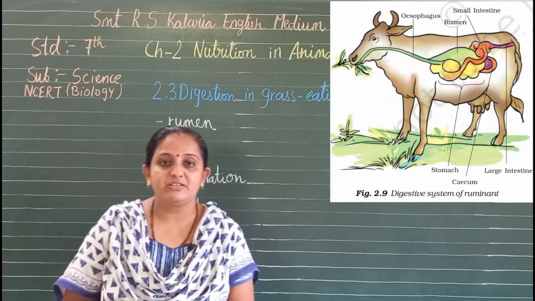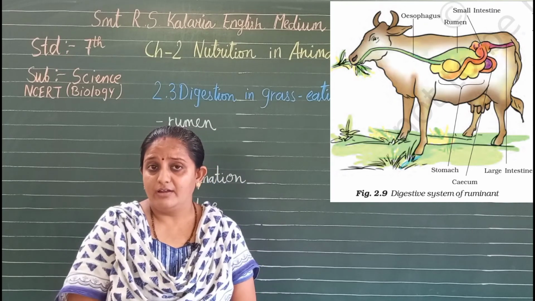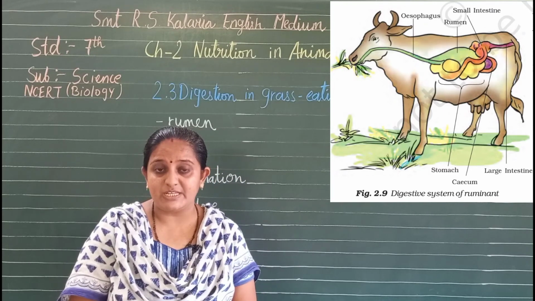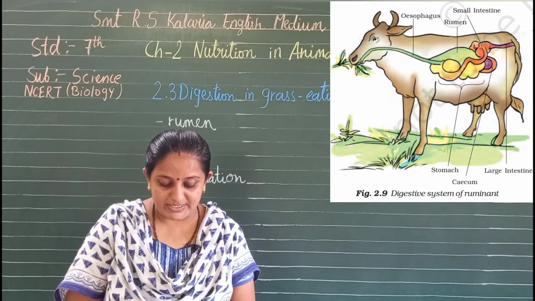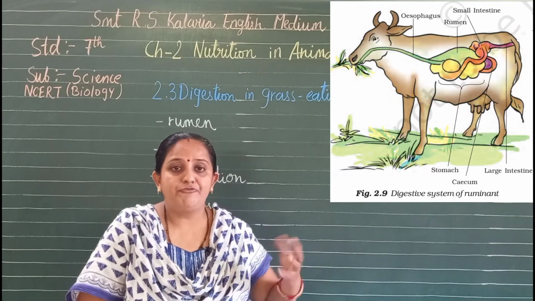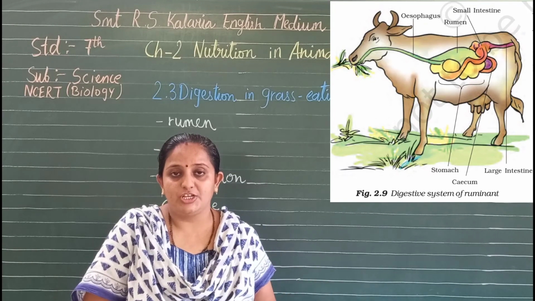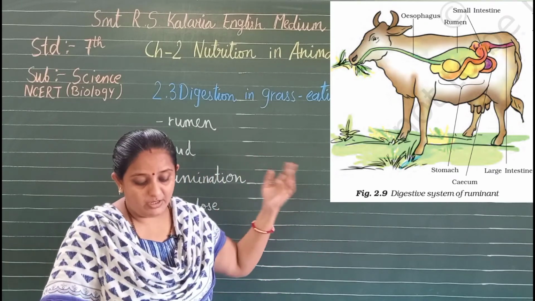हमारे stomach में ऐसे bacteria नहीं होते हैं, but ruminants have certain bacteria which help them to digest cellulose. So we can say these animals possess a digestive system, but the process of digestion in ruminants, or grass eating animals, is very different from humans.